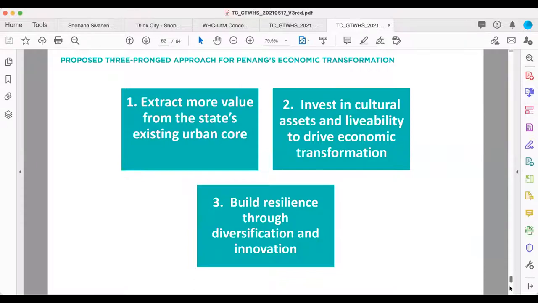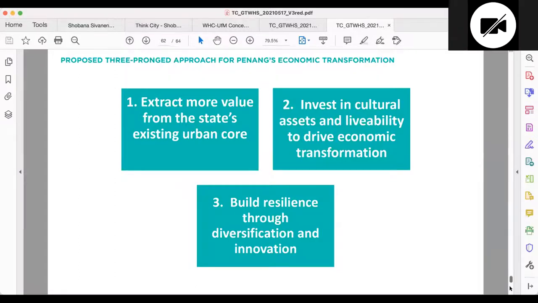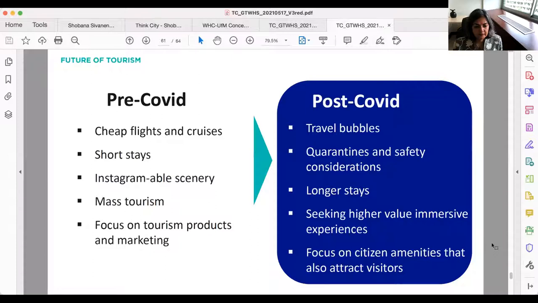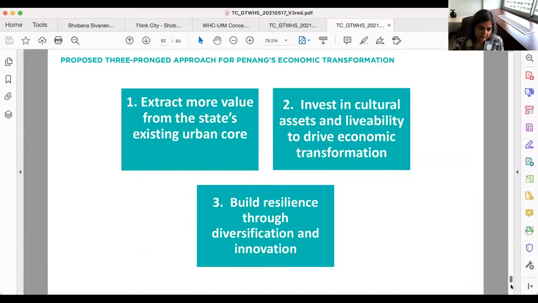Part of the strategy in Georgetown going forward is, number one, looking at how we can extract more out of the state's existing urban core. Number two, we are working to invest a greater amount in cultural assets and improving livability in the city. And three, we think there's a need to build resilience, so that the historic areas are not only dependent on the tourism sector. We need to diversify and look at new innovative sectors as users of the city, because depending on tourism alone means that whatever changes have happened could be reversed. Rather, we need something more sustaining, and to rethink what will ensure that this is the city.